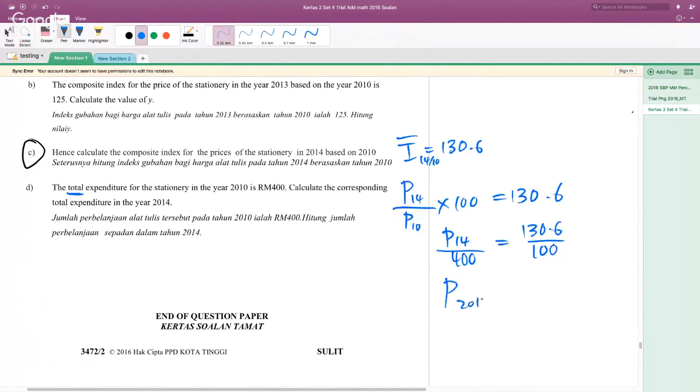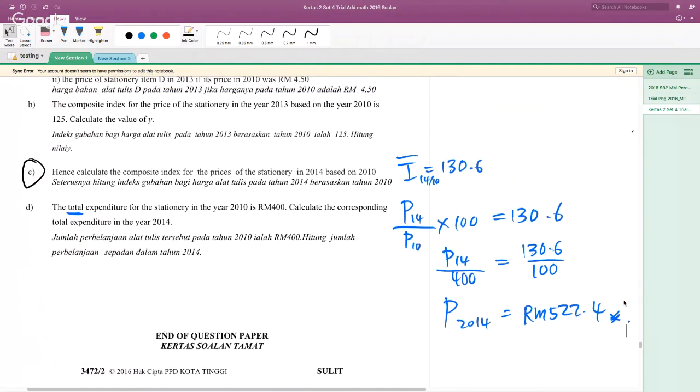Price for 2014, I just use 130.6 divided by 100, multiplied by 400. So the price should be RM522.4. All right, this is how to solve this kind of index number question. Yeah, I hope you can understand.